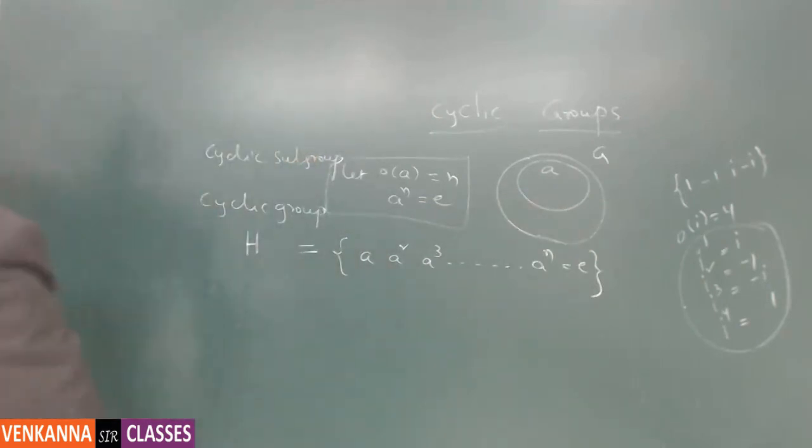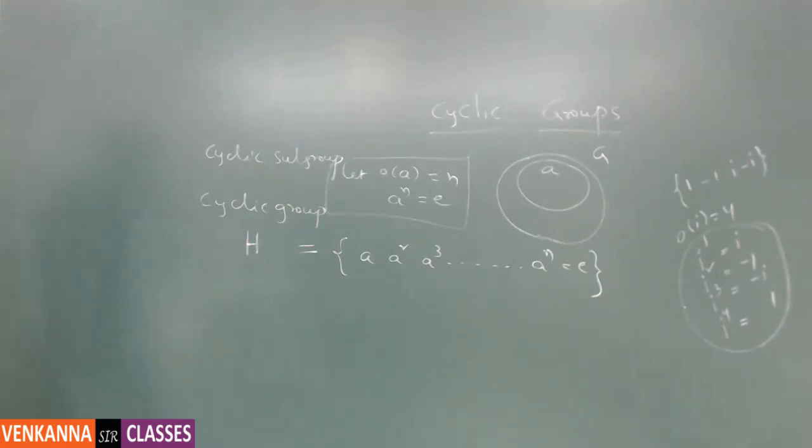So what is meant by cyclic group in general? You are considering all elements which are obtained by one single value, so that we are calling them a cyclic group. Clear? Now, here we discussed the cyclic subgroup.